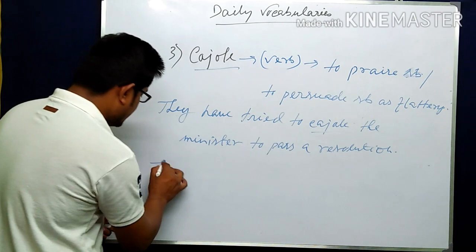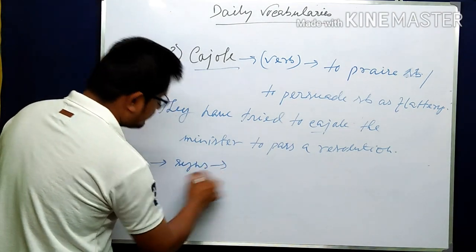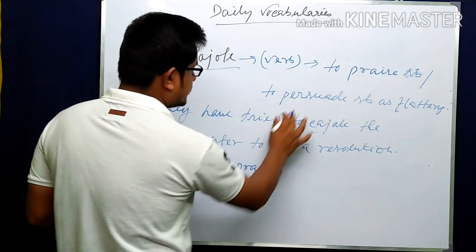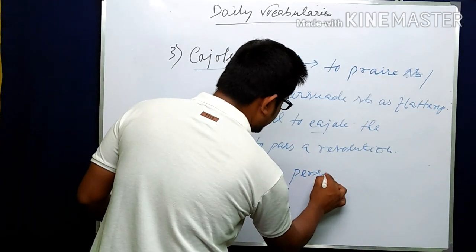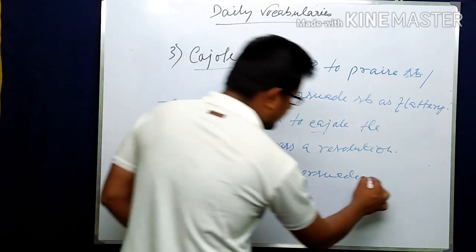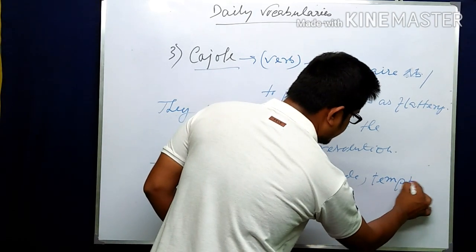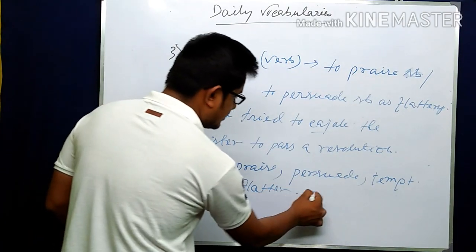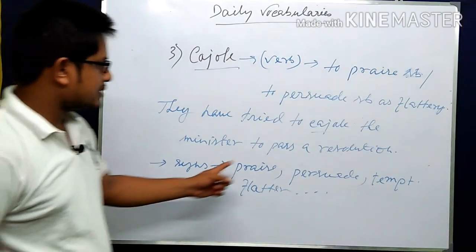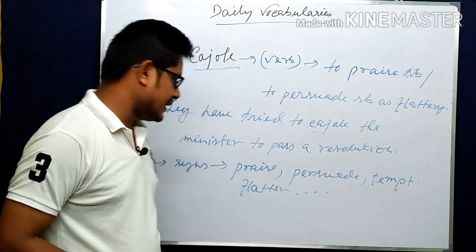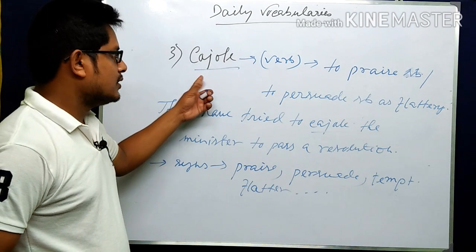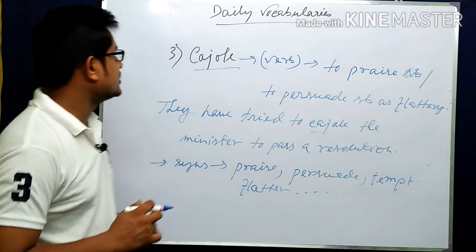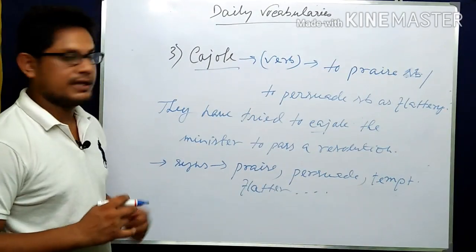Okay, so now let me give you the synonyms. You can use praise, persuade, tempt, flatter. You can use praise, persuade, tempt, flatter in place of cajole. So it means the same, to praise somebody just as flattery, right? So this is the end of word 3.